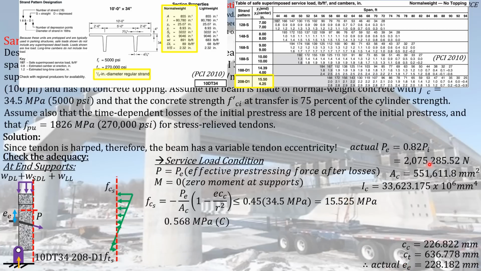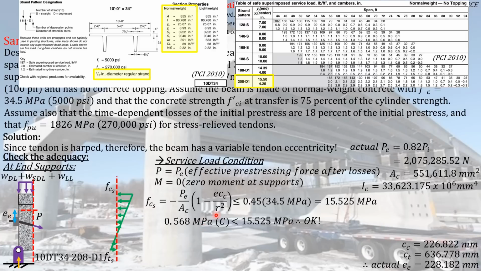If you substitute all of those into this formula, you can see that the actual stress that will act on the extreme pre-compressed fiber at service load condition is obviously a compressive stress, as expected according to this stress diagram here, which is obviously less than the allowable compressive stress that can be experienced by the concrete element at service load condition. Therefore, the design is okay with respect to that checking.